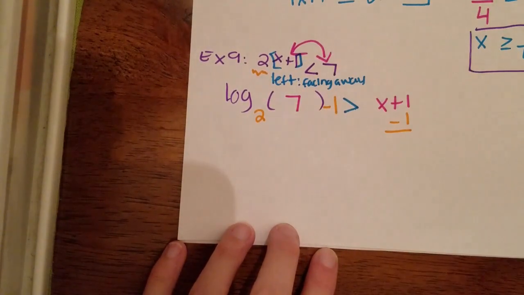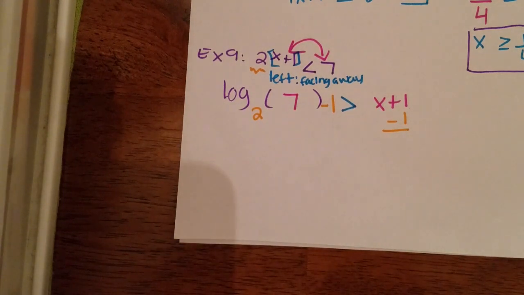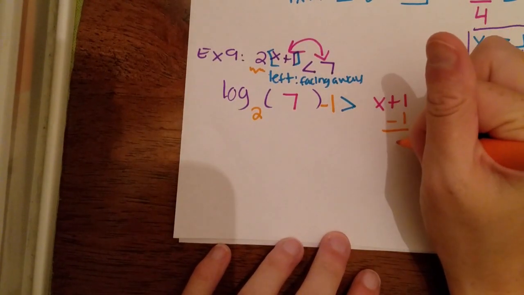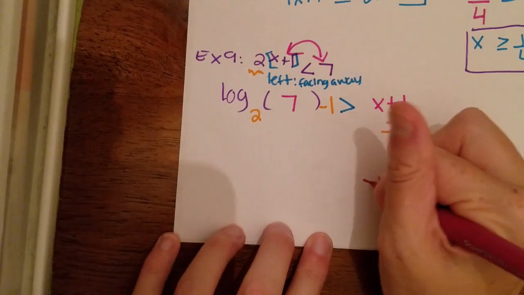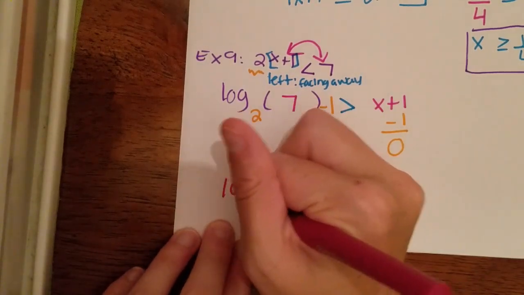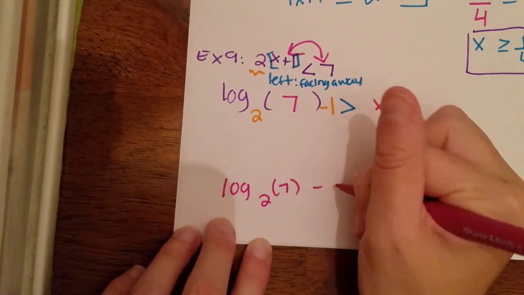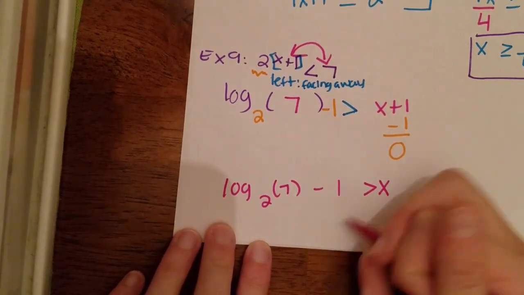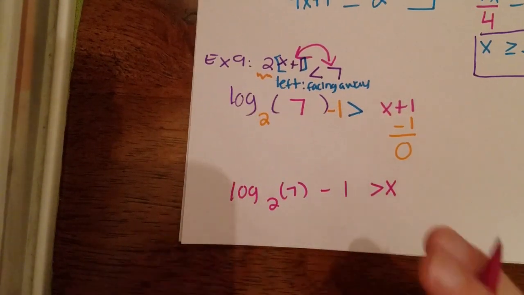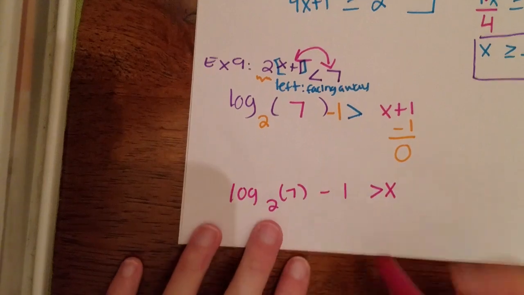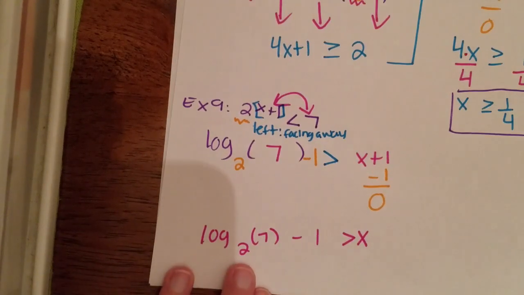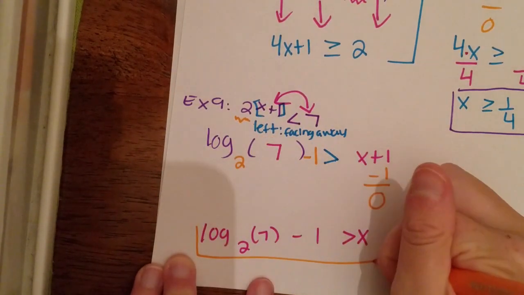I'm going to just tack it on to the end over here, and I'll explain why in a moment. 1 minus 1 will give me a 0. So I'm left with x is less than log base 2 of 7 minus 1. Now that x is by itself, technically this is our answer. But you know Miss Long, she likes the x to be on the left-hand side. So technically, if you want to stop here, you can. You could circle this bad boy and this would be your answer.